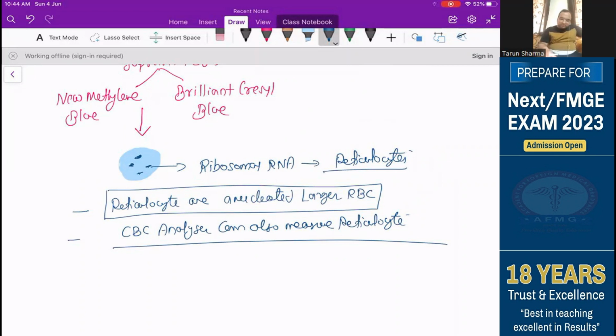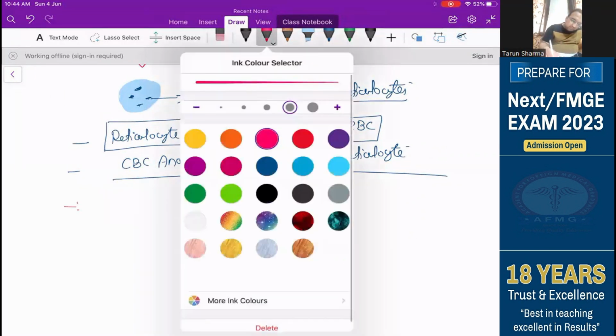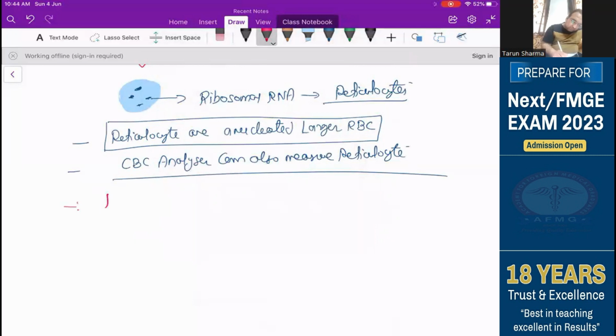Okay. What is the importance of these reticulocytes? Why are we talking a lot about the reticulocytes? Remember, reticulocytes are a mirror of bone marrow erythroid activity.